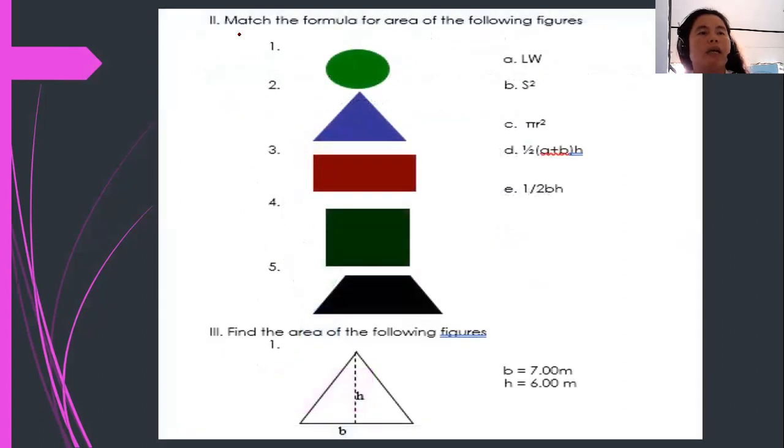Next. Test 2, match the formula of area of the following figures. For circle, number 1. Number 2 for triangle. Number 3 for rectangle. Number 4 for square. And number 5 for trapezoid. And test 3, find the area of the following figures. For the triangle, what is the area? Wherein B is equal to 7 meters and H is equivalent to 6 meters.